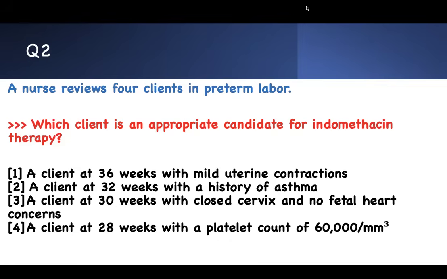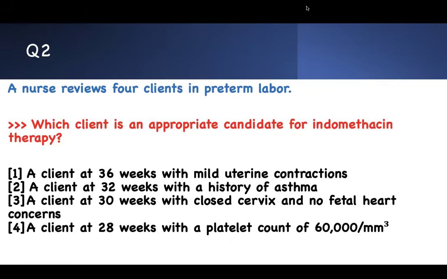So who is appropriate? Indomethacin is an NSAID. It's used for preterm labor, but there are specific conditions. You have to be 32 weeks and less. Why? Because if you give it after 32 weeks, it causes premature closure of the ductus arteriosus, the patent ductus arteriosus, leading to problems. Therefore, number 1, 36 weeks is too late. Give it before 32 weeks or at 32 weeks. 32 weeks, fine, but you have asthma. Asthma patient, you should avoid NSAIDs.